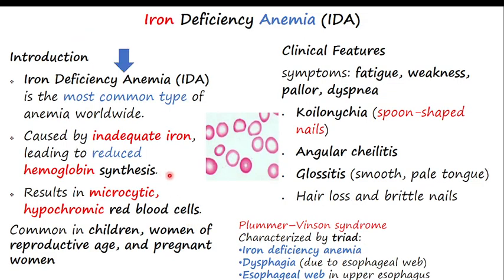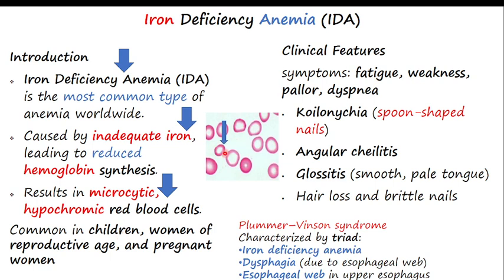Let me start with iron deficiency anemia. Normally, iron deficiency anemia is the most common type of anemia worldwide. It is caused by inadequate iron, as I said previously, in the synthesis of hemoglobin. No iron leads to reduced hemoglobin synthesis, and it results in microcytic, hypochromic anemia. Microcytic means the size is small, the MCV is below 80 femtoliters, and hypochromic means the color or hemoglobin is not enough because there is not enough iron. It is most commonly seen in women.